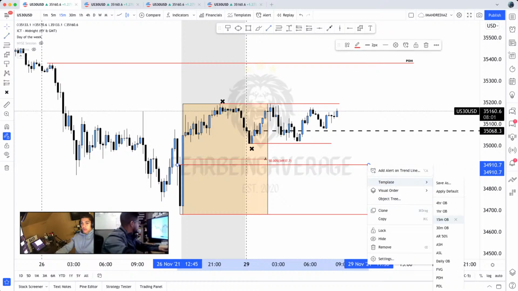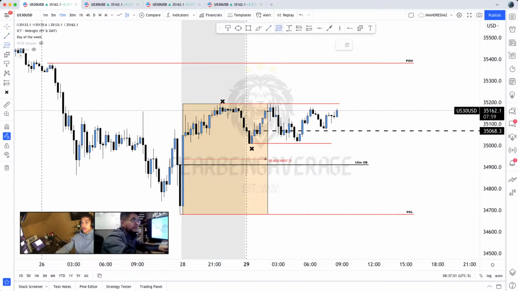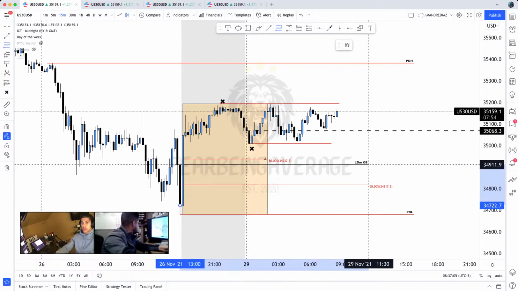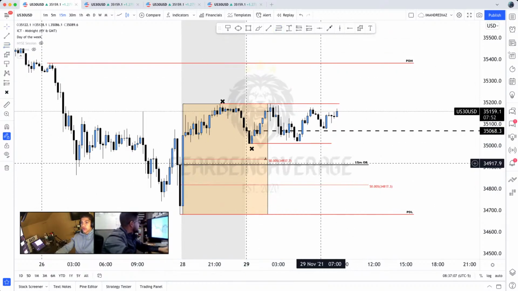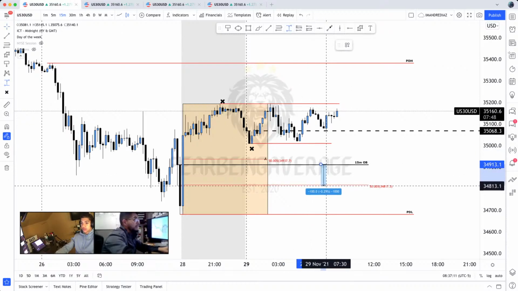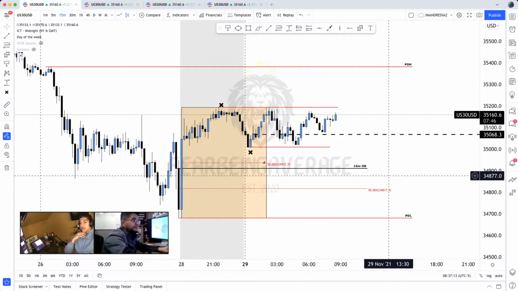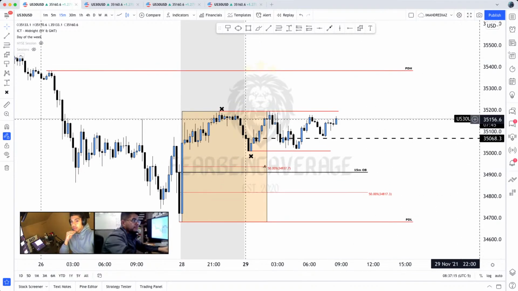Got the 15-minute order block, and I'm going to put the 50% of that also, just to refine it down. Because these ranges are big, so if we say we get into a trade over here, from here to the 50% is about 100 points almost. So that's why refining is going to be key when looking for a trade today.